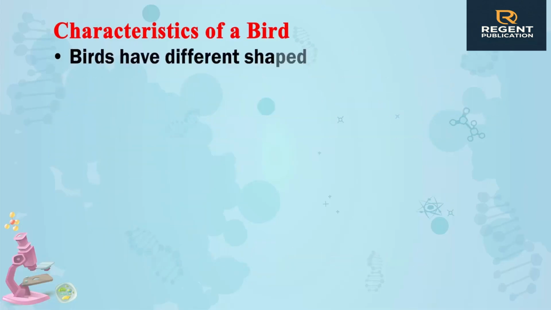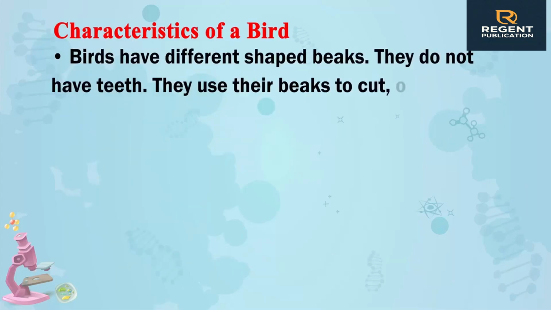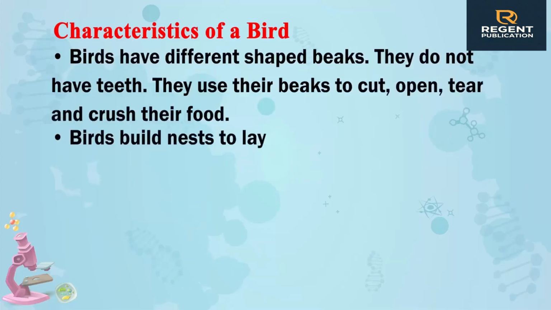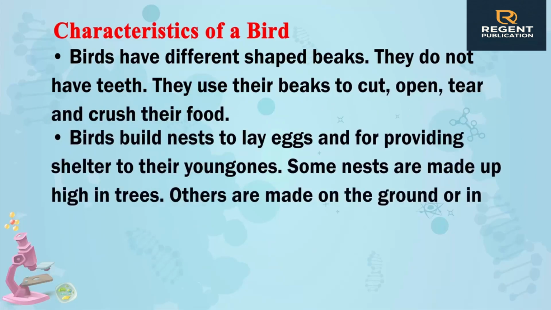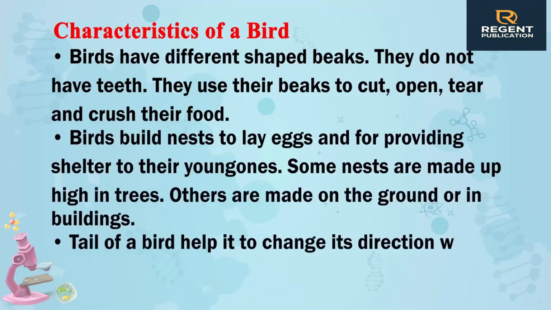Birds have different shaped beaks. They do not have teeth. They use their beaks to cut, open, tear, and crush their food. Birds build nests to lay eggs and for providing shelter to their young ones. Some nests are made up high in trees, others are made on the ground or in buildings. The tail of a bird helps it to change its direction while flying.